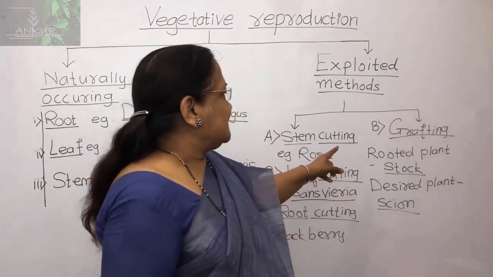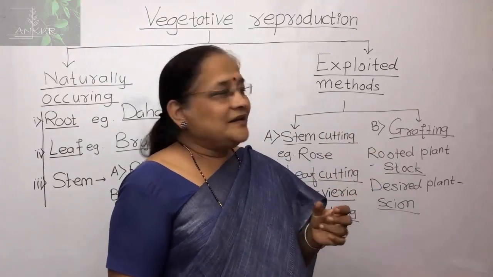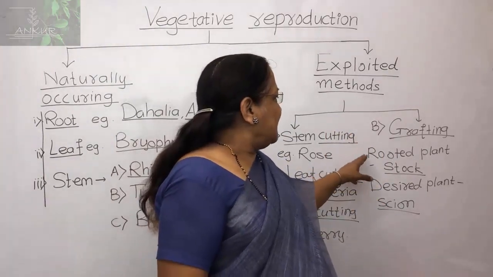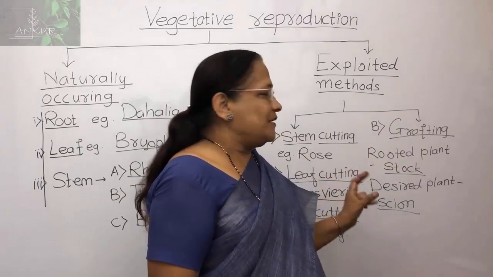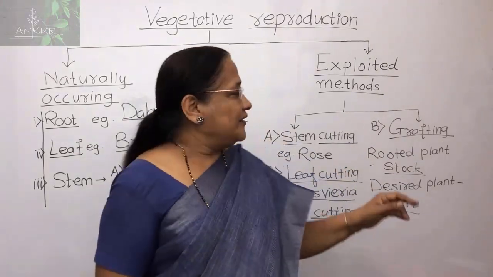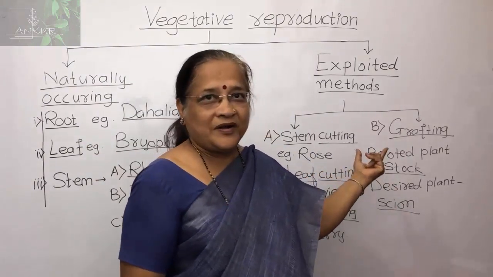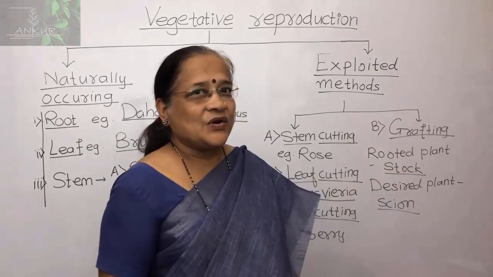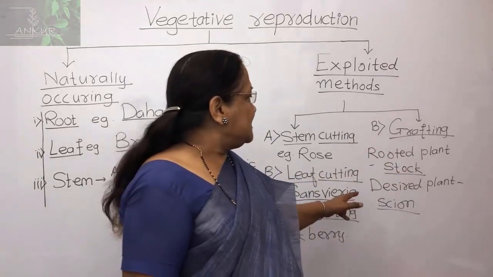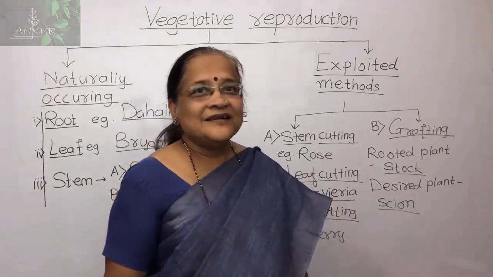The next part is grafting. In this there are so many methods. The basic part is that there are two parts of plants, or two different plants. The rooted plant, which is the wild variety of that plant, and that rooted plant or potted plant is called the stock. And the desirable plant which we want to grow, that one we call the scion.